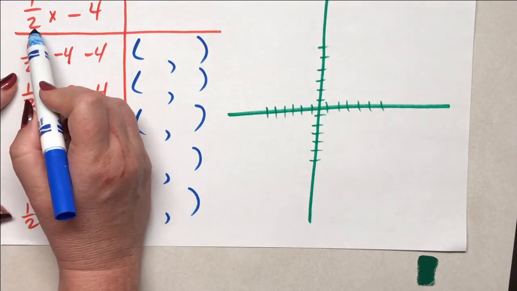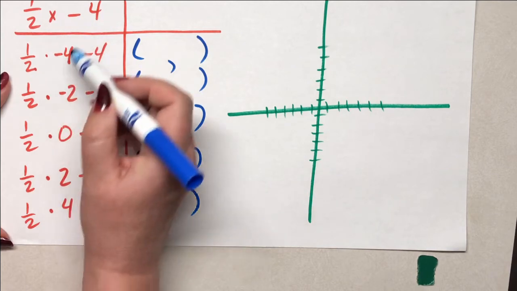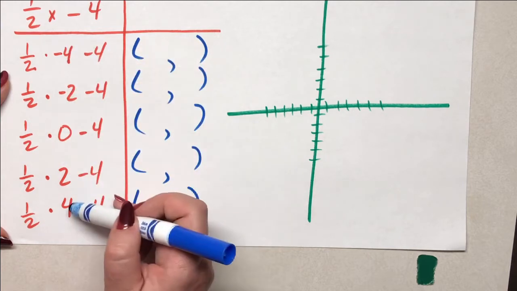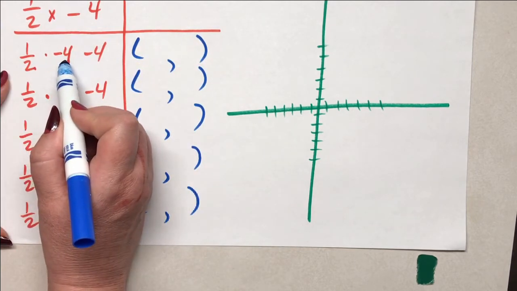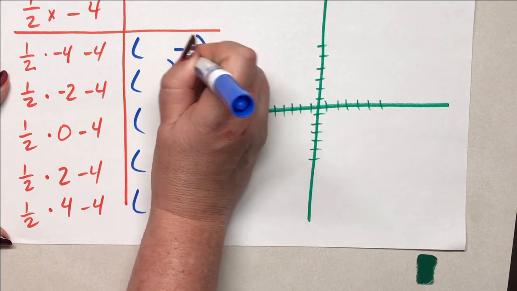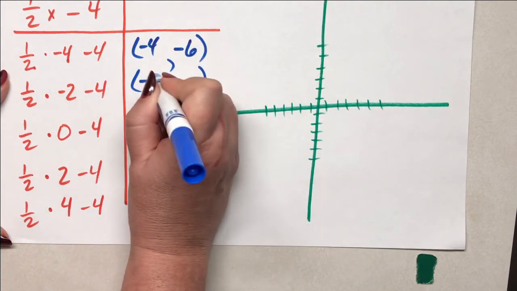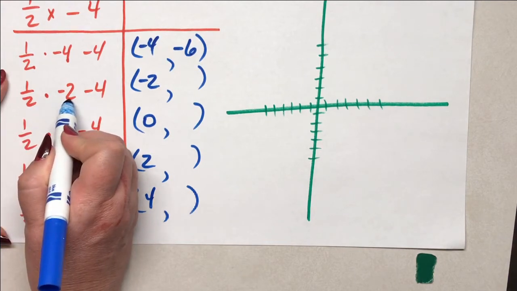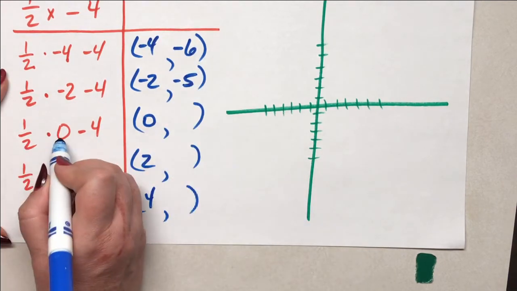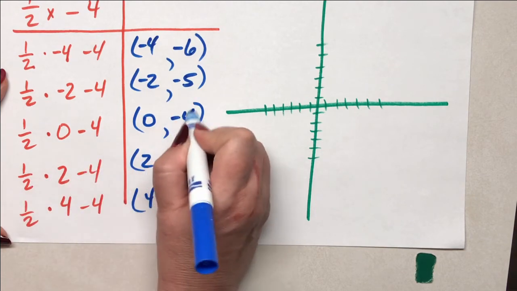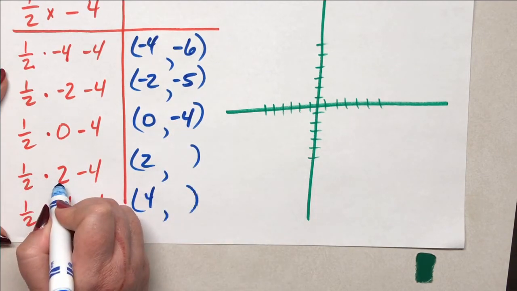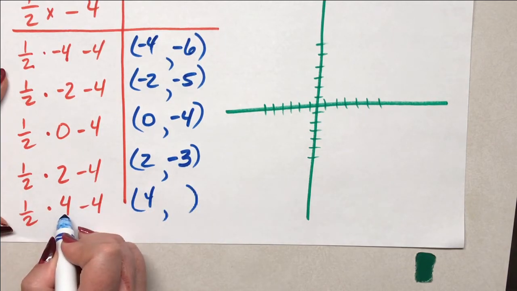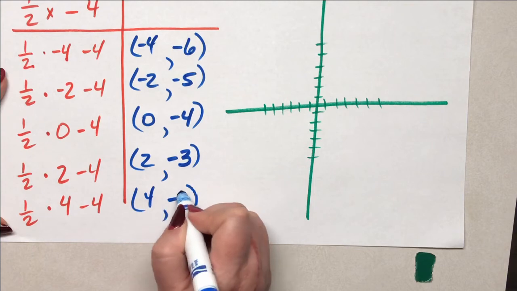So our first problem, 1/2 x minus 4, and it asks us to use these x's that I've already stuck in this equation. 1/2 times -4 is -2 minus 4 is -6. 1/2 times -2 is -1 minus 4 is -5. 1/2 times 0 is 0 minus 4 is -4. 1/2 times 2 is 1 minus 4 is -3. 1/2 times 4 is 2 minus 4 is -2.